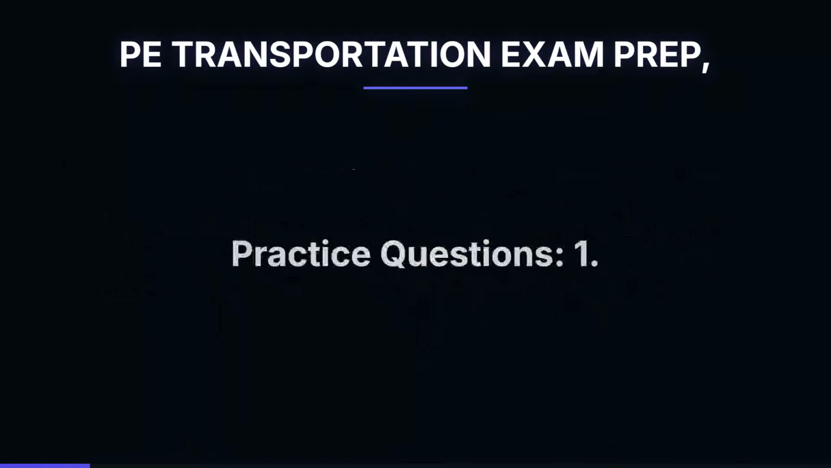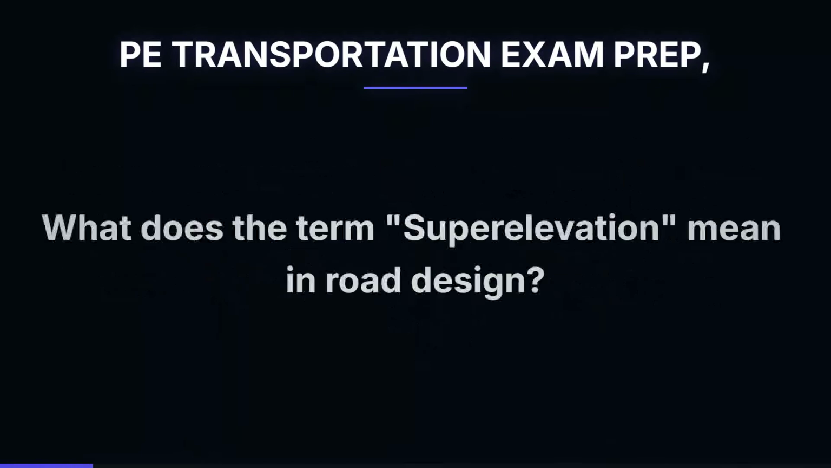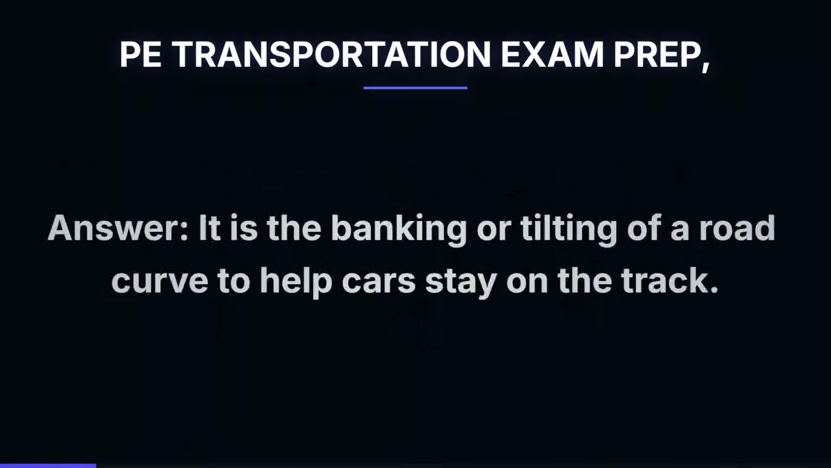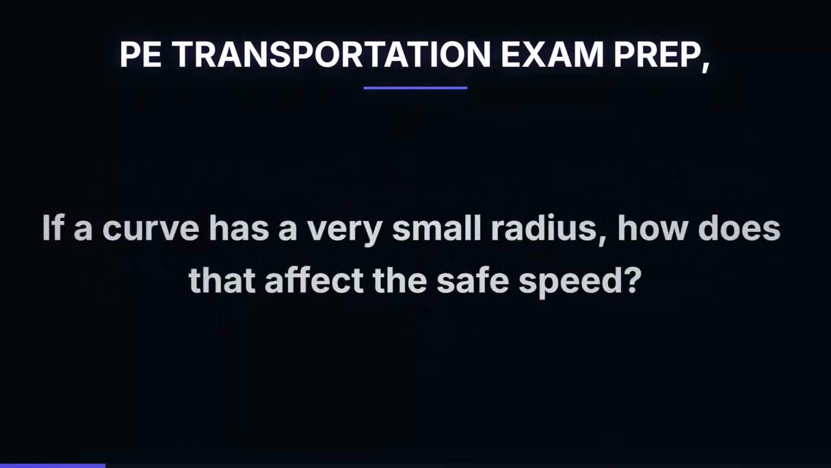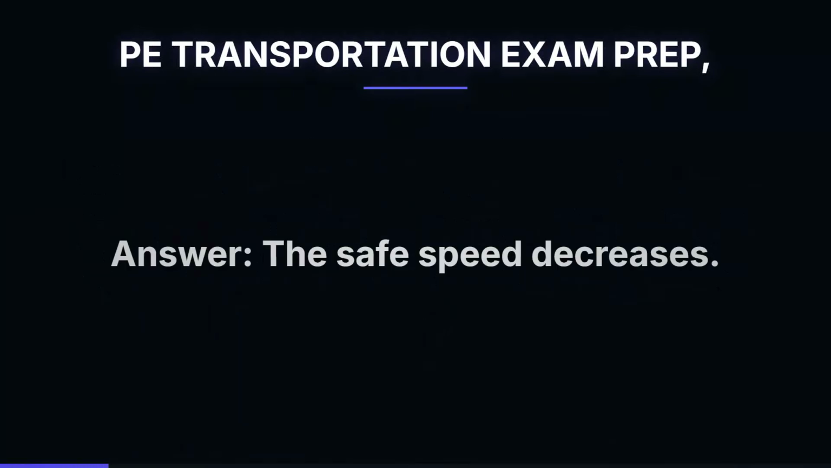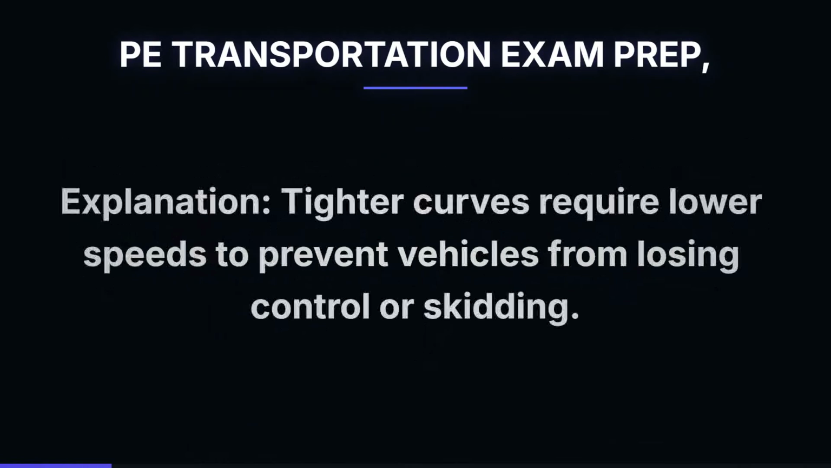Practice questions. 1. What does the term superelevation mean in road design? Answer. It is the banking or tilting of a road curve to help cars stay on the track. Explanation. It uses gravity to counteract the outward force felt by a vehicle during a turn. 2. If a curve has a very small radius, how does that affect the safe speed? Answer. The safe speed decreases. Explanation. Tighter curves require lower speeds to prevent vehicles from losing control or skidding.